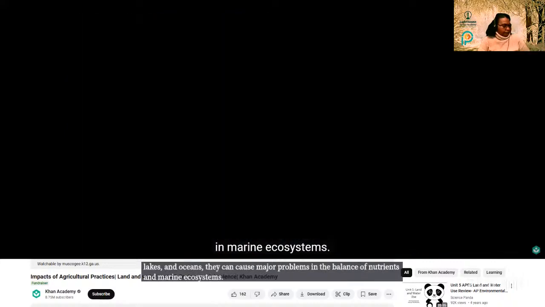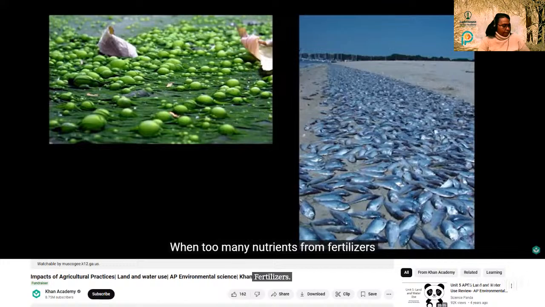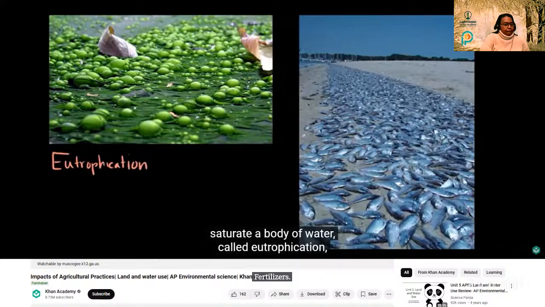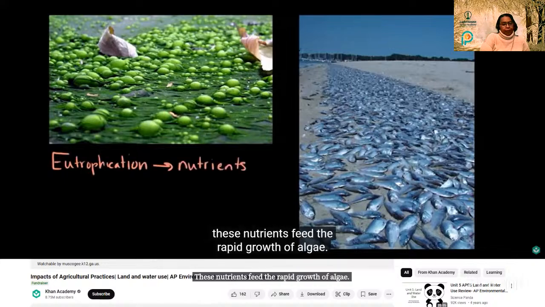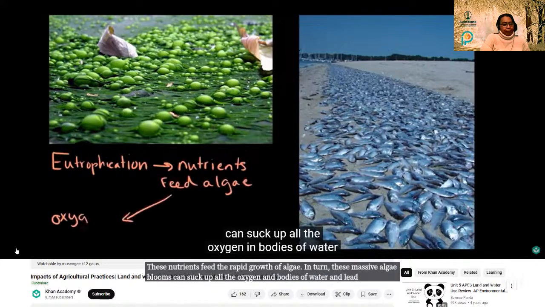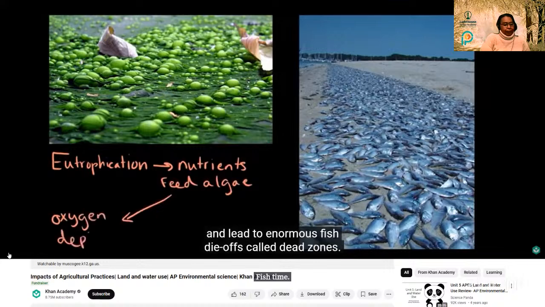When too many nutrients from fertilizers saturate a body of water, called eutrophication, these nutrients feed the rapid growth of algae. In turn, these massive algae blooms can suck up all the oxygen in bodies of water and lead to enormous fish die-offs called dead zones.